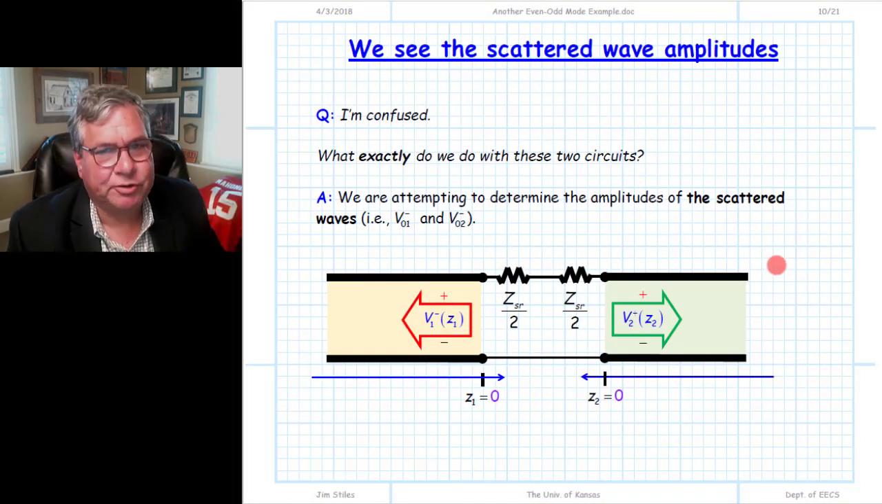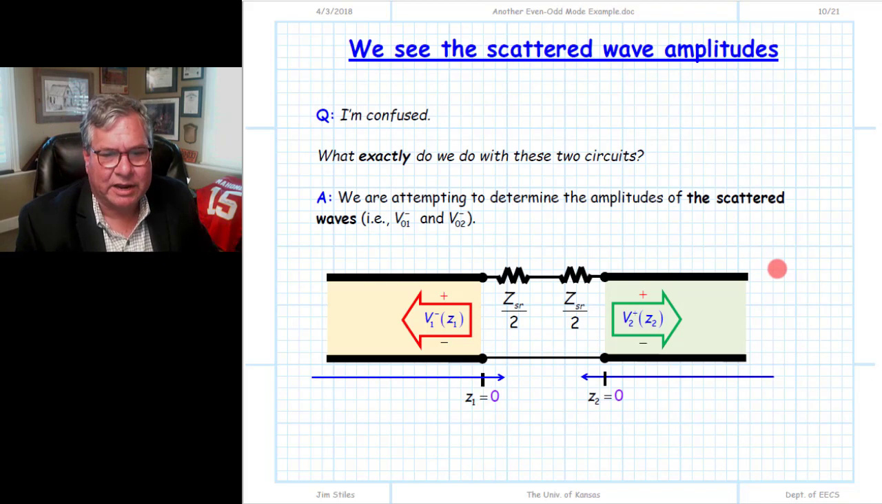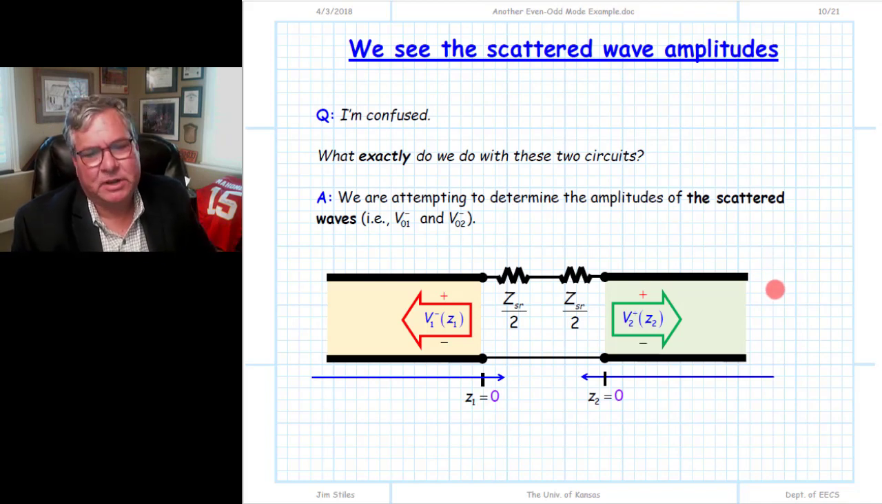So let's stop and make sure we understand where we're going and what we're trying to accomplish here. We've gone through and we've written our incident waves, one non-zero and one zero, in terms of odd and even mode incident waves. And again, these are our sources. What we're trying to do is figure out what is the result of those sources. If the incident waves are the cause, what is the effect? Well, the effects are the scattered waves.